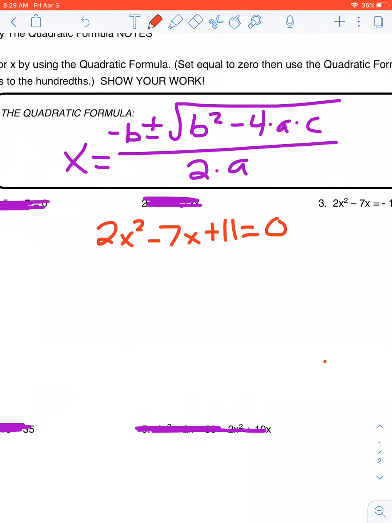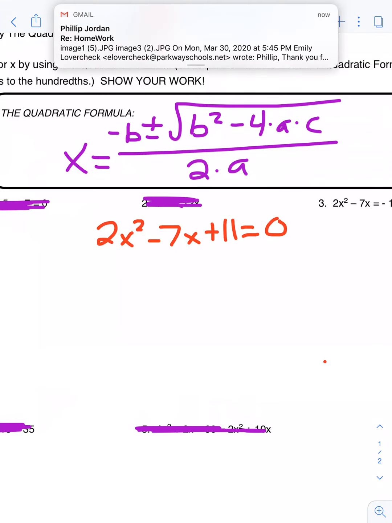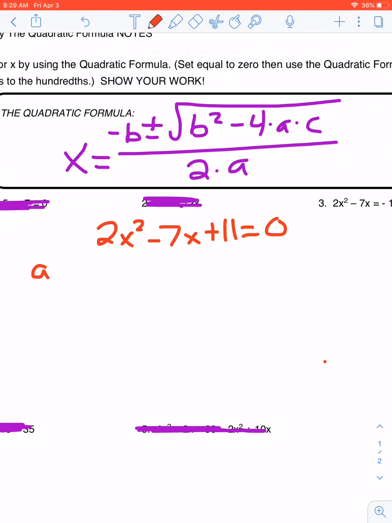And then like yesterday, since a is not 1, I'm going to see if there's a GCF. And I think to myself, is there any number that goes into 2, 7, and 11 evenly besides 1? Nope, there's not. So there's no GCF. So I'm going to go straight into identifying my A, my B, and my C. So A here is going to be 2, B here is going to be negative 7, and C is going to be 11.